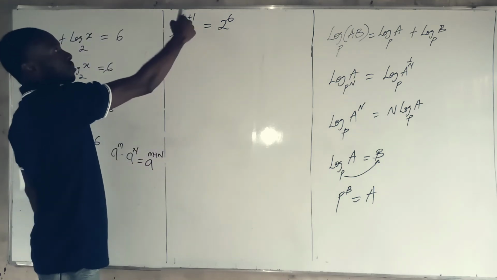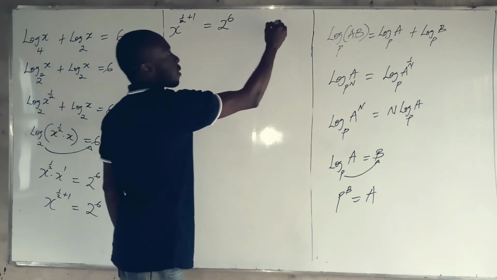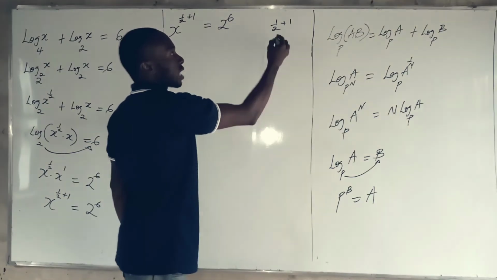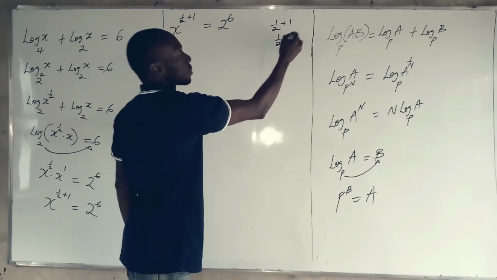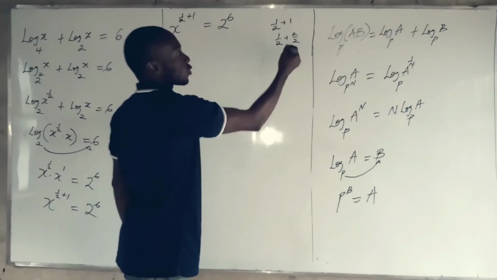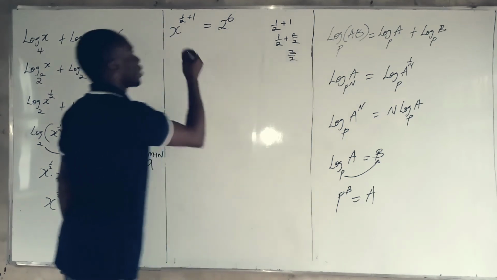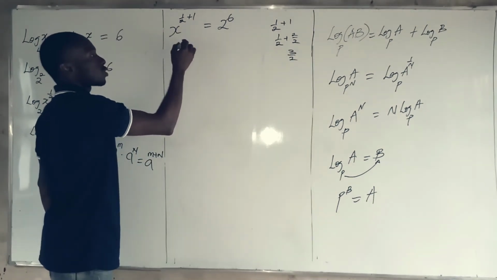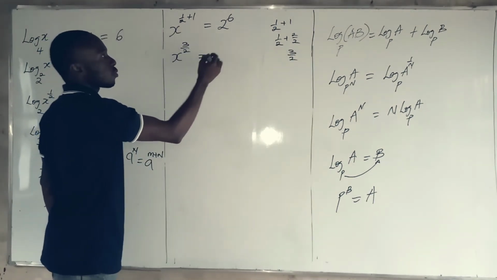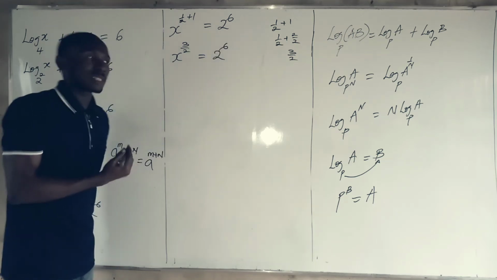Of course, how do we simplify this fraction? Right here I have 1 upon 2 plus 1, which can be written as 1 upon 2 plus 2 upon 2, and this will give me 3 upon 2. So I have x to the power 3 upon 2 is equal to 2 to the power 6.